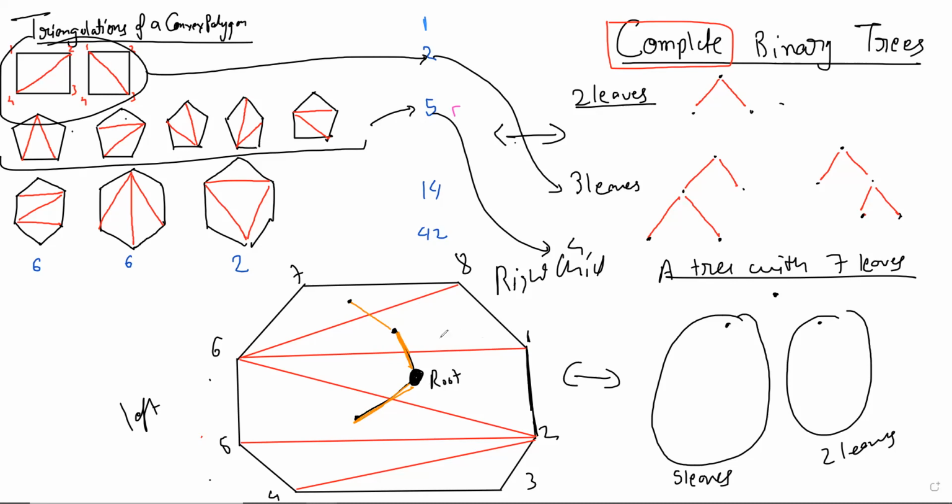Wait, let me just complete this construction first. This seems a little odd again. So this and then, no, but then this goes to this. But then this just becomes a path. This is not even a tree. It's not a binary tree.